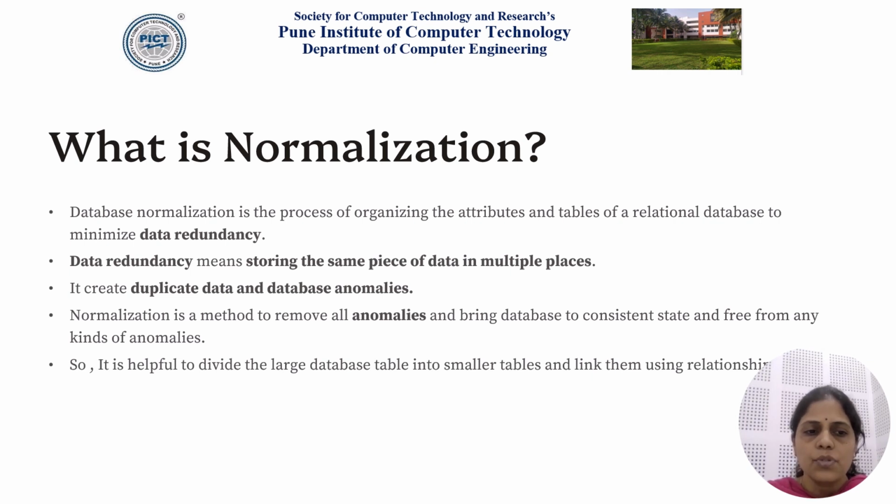In the normalization process, what we do is divide the large database tables into smaller relations, into smaller tables, and we link all those tables using relationships.